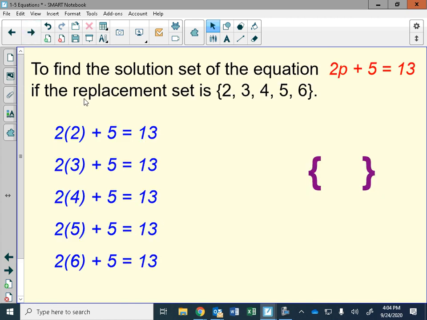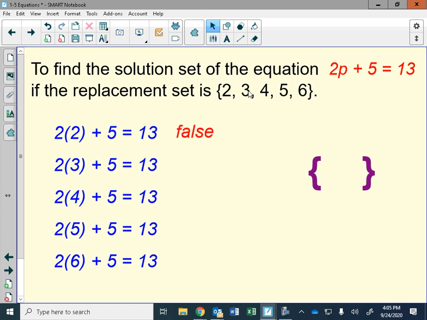So let's take a look at this. To find the solution set of the equation 2p plus 5 equals 13, if the replacement set is 2, 3, 4, 5, and 6, let's just plug 2 into the equation first. We say 2 times 2 plus 5 equals 13. Well, 2 times 2 is 4, plus 5 is 9, so that's a false statement.